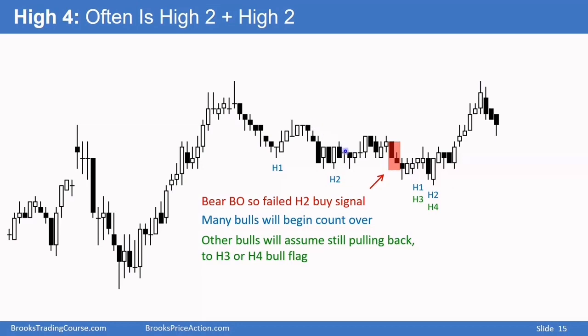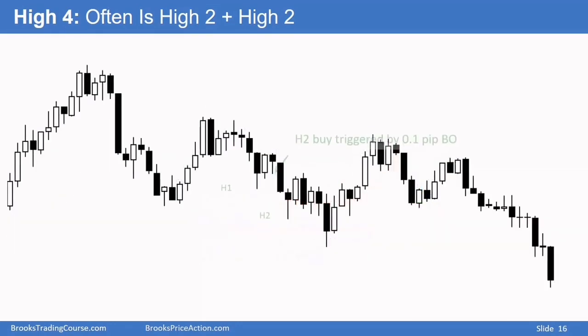The key point is the market tried to resume up here, failed to get a bear breakout with follow through, so probably a couple more legs down, and the next reversal up will have a higher probability of being successful. A high 4 is often a high 2 plus another high 2.